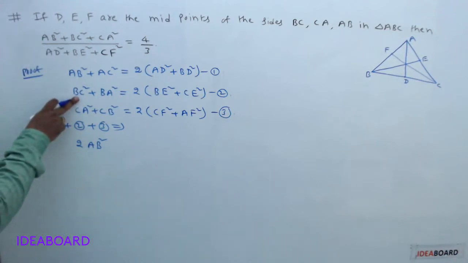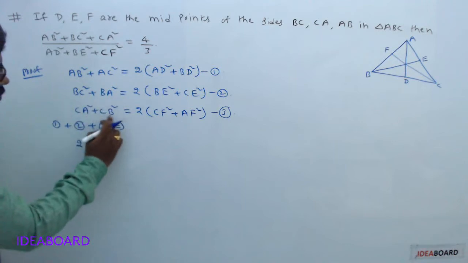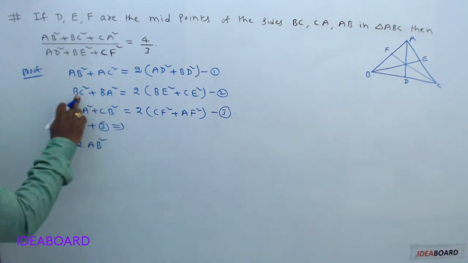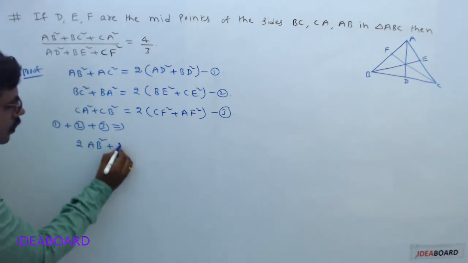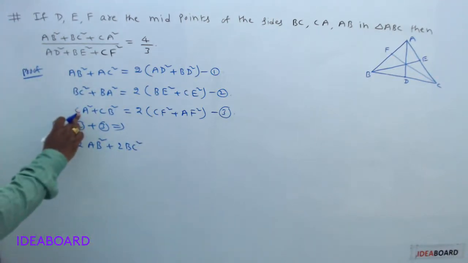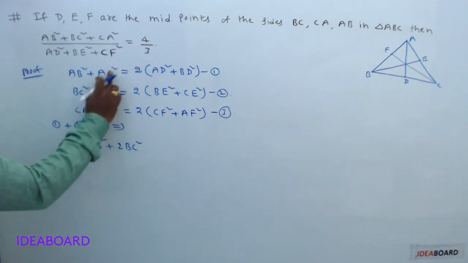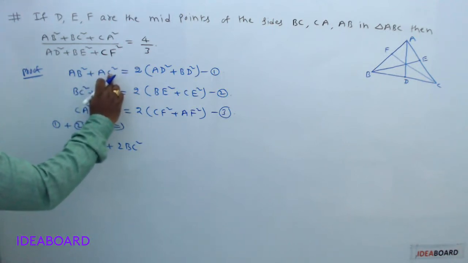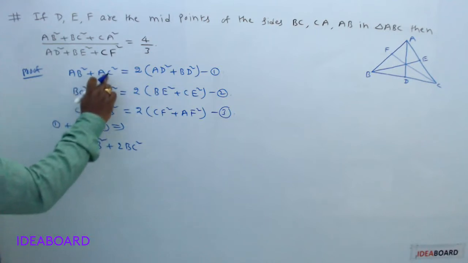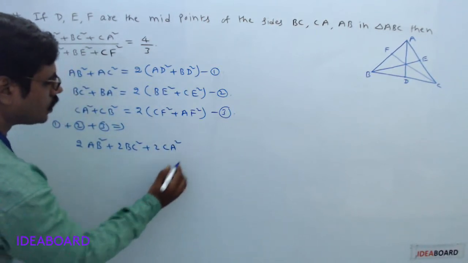Then BC square. CB square which is same as BC square. It can be taken as BC square. So BC square plus BC square, 2 into BC square. Then this is CA square. AC square which is same as CA square. This AC square can be taken as CA square. So CA square plus CA square, 2 into CA square.